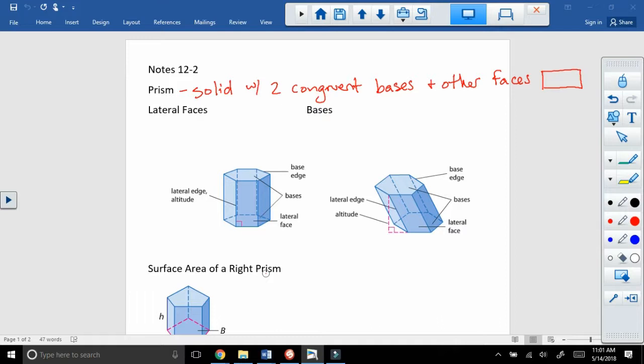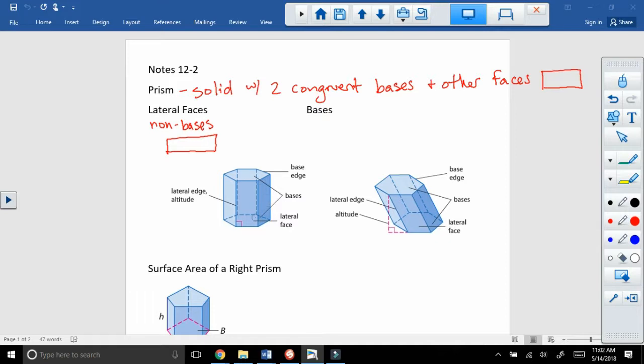The book is going to ask some very specific questions like what are the lateral faces, what's the area of all the lateral sides. I'm not going to have you do that. We're just going to do total surface area for all of these. The lateral faces are the non-bases. It's all the rectangles that are around the side of the prism.